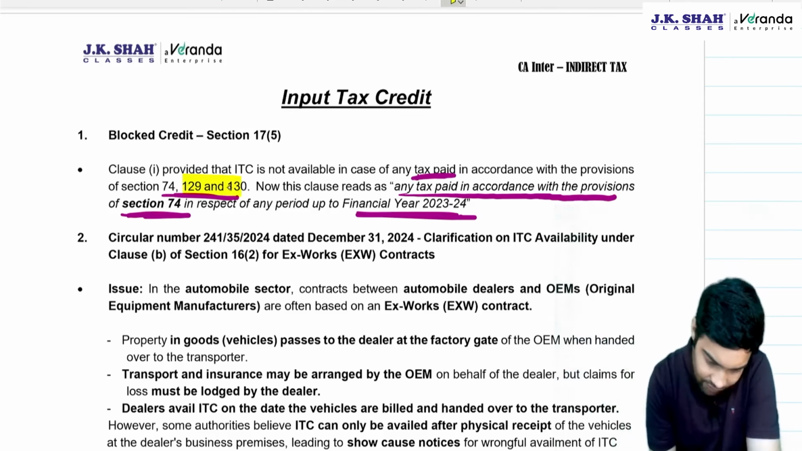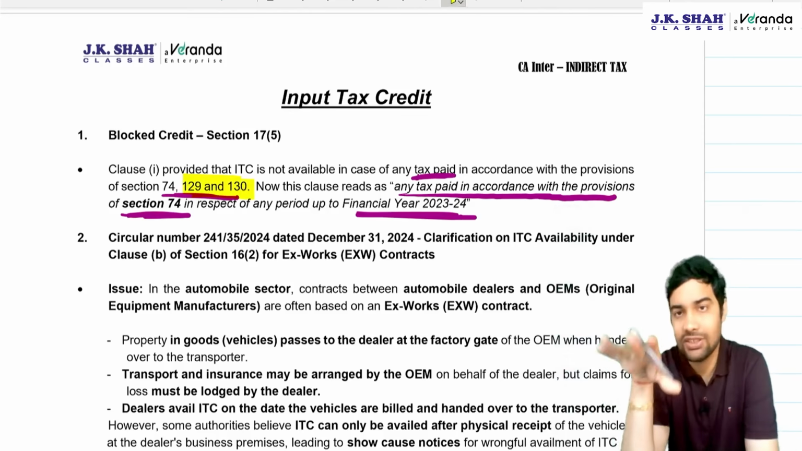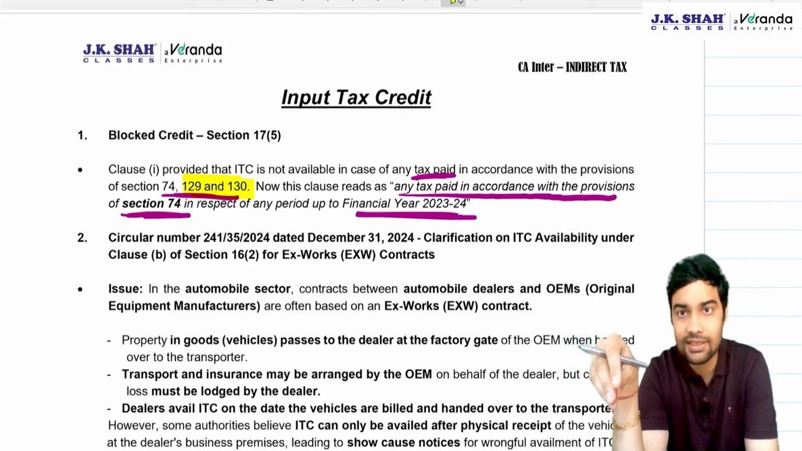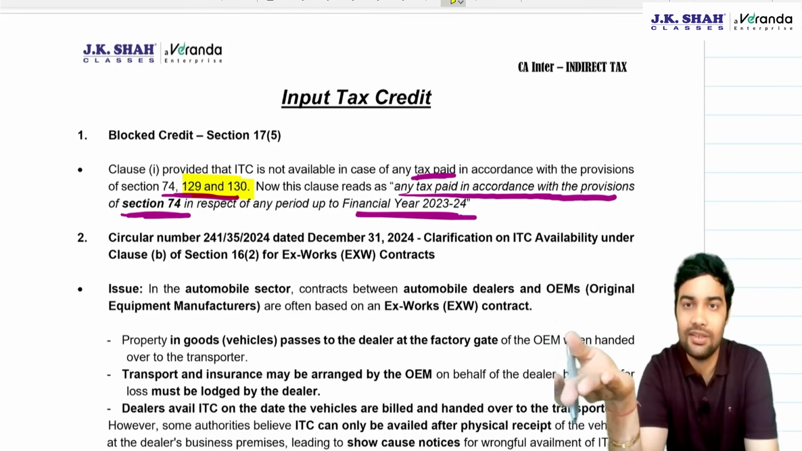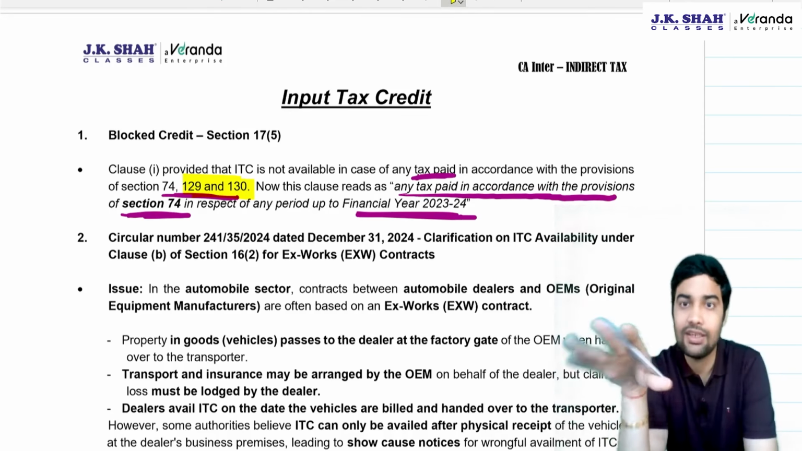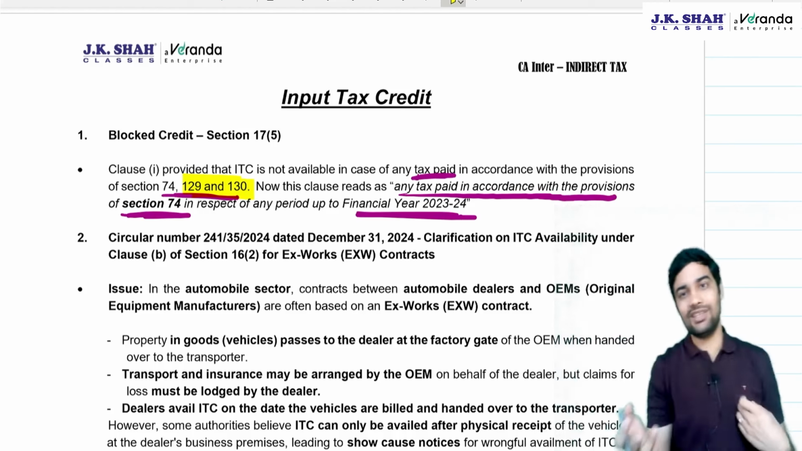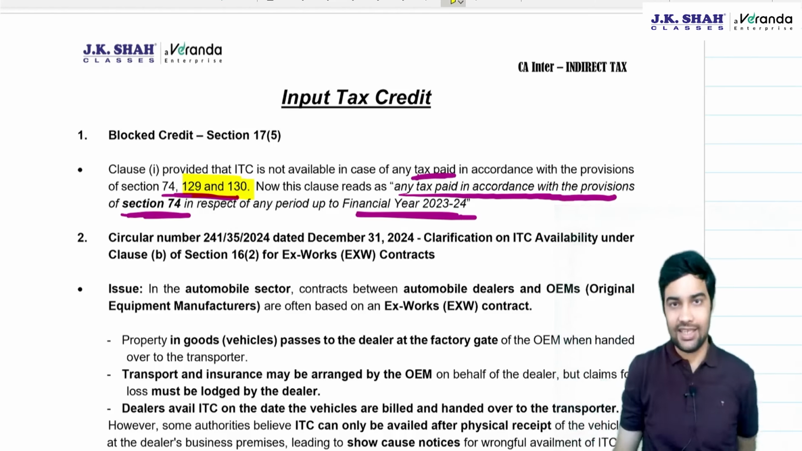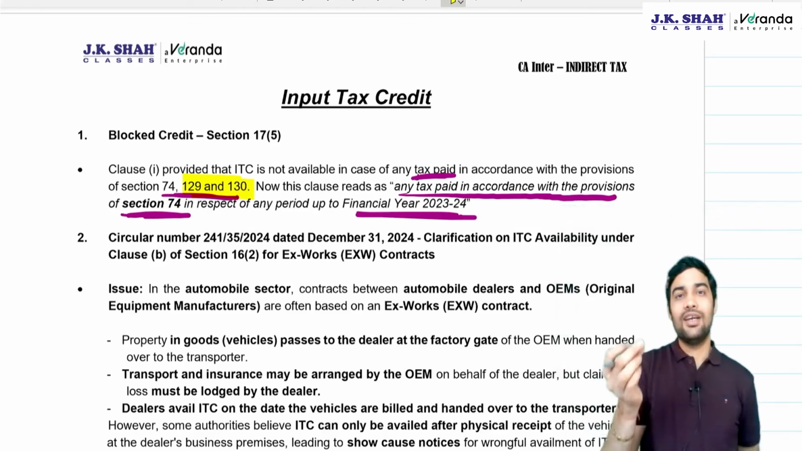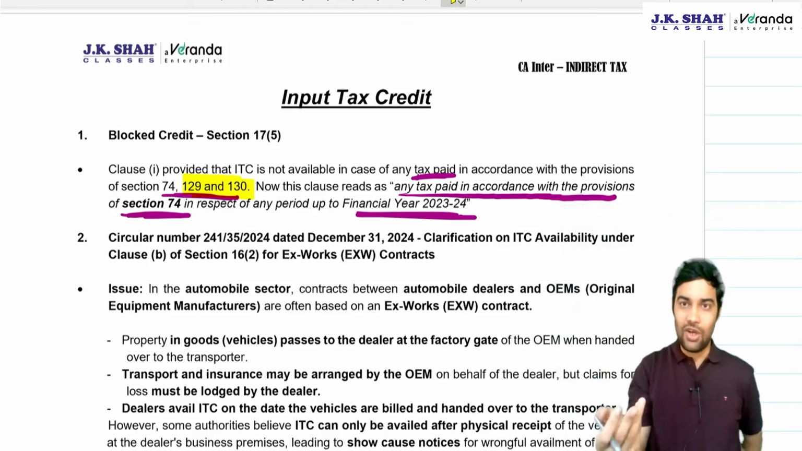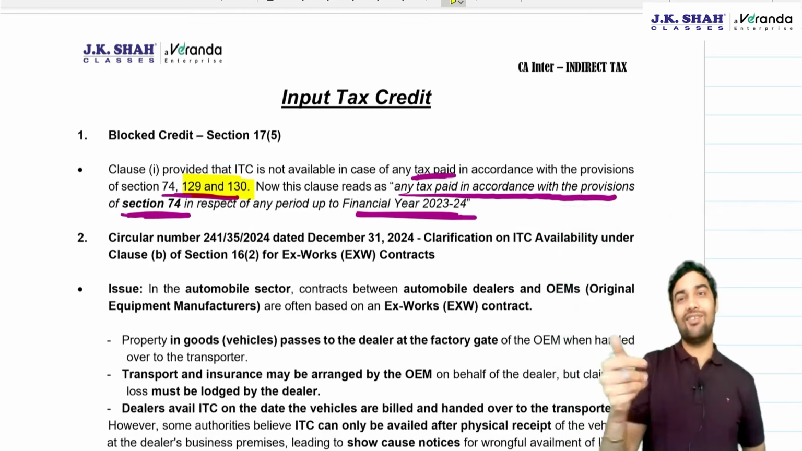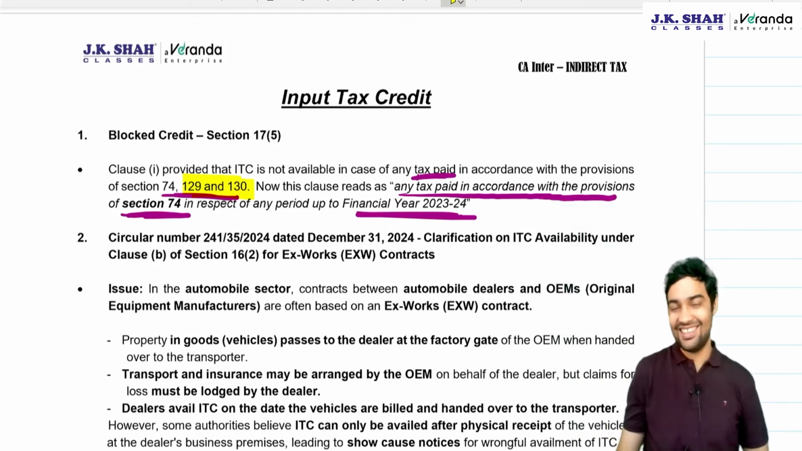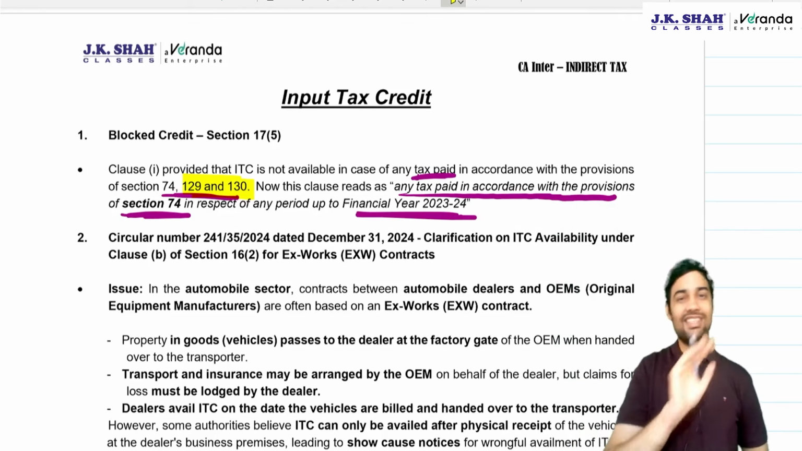129 and 130 reference has been deleted because technically under 129 and 130 there is no tax at all. So it was actually a waste. Now government has understood that 129 and 130 are wrongly mentioned, so they have deleted. Any tax paid under 129, 130 was block credit. But there was no tax under 129 and 130. So do we read 129, 130?